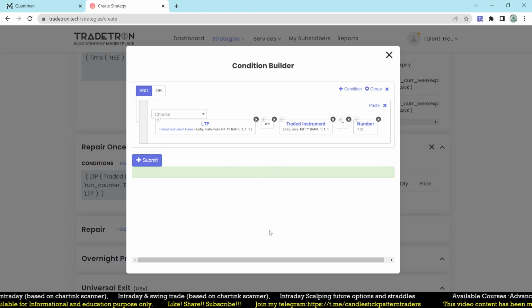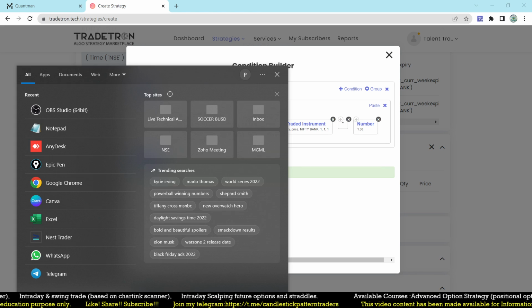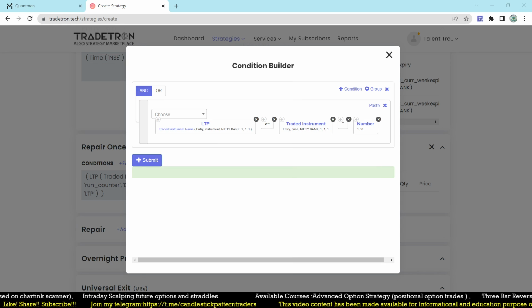Let us assume you have taken an entry at 100 rupees. What it measures is that if the price of that particular LTP crosses more than 30%, that is the condition we mentioned in our previous quant strategy that we are going to make here. Let me wait for it.